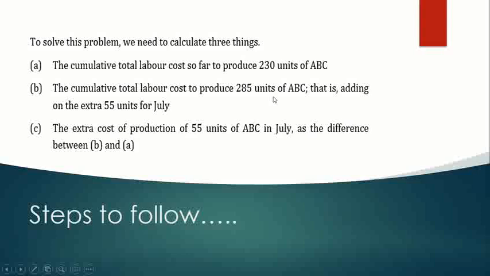What is the total labor cost if we are producing 285 units, and what is the total labor cost if we are producing 230 units? Now we can take the extra cost of these 55 units, which means the total labor cost of 285 units minus the total labor cost of 230 units. The difference will be the incremental cost of these 55 units.